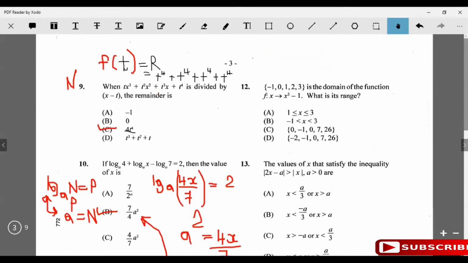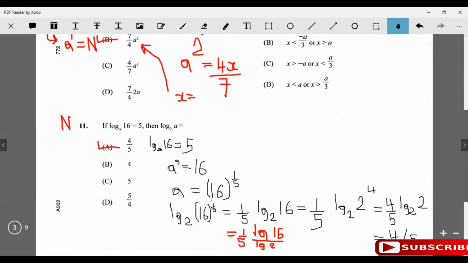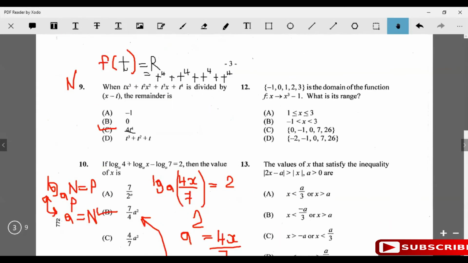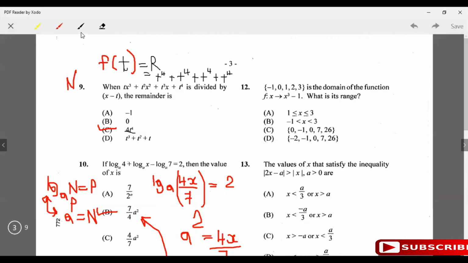All right, let's continue with where we left off. So we looked at question 11. We're at question 12. Question 12 gives us the domain of a function. So some function lies between -1 and 3, and it's a cubic function. So find its range. Its range are the actual y values that correspond to these functions.